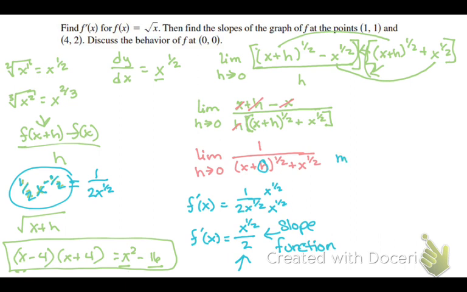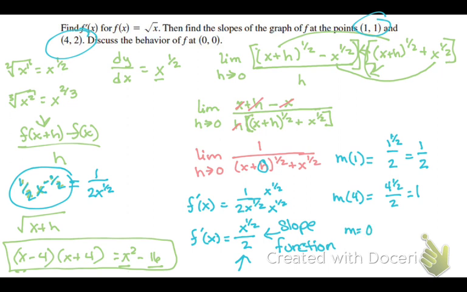So we have m at 1. So it'd be 1 to the 1/2 over 2, which would be just 1/2, because that's the first point. The second point is 4. So m at 4. So 4 to the 1/2 over 2. Well, the square root of 4 is 2, and 2 divided by 2 is 1.